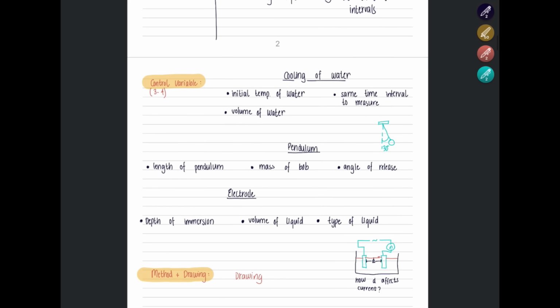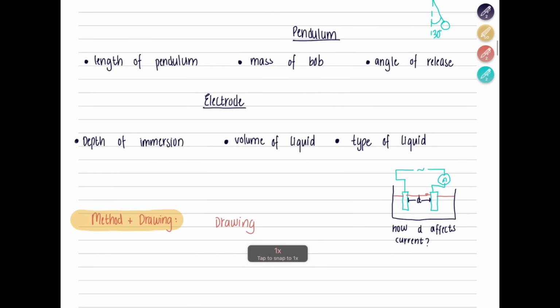There was another experiment related to electrodes. As you can see here, 2 electrodes are dipped into a liquid or an electrolyte, and how does the distance between the 2 electrodes affect the current? In this experiment, the control variables are going to be the depth of immersion of these 2 electrodes, the volume of liquid, the electrolyte in which the electrodes are dipped, and the type of liquid. All of them should be the same.